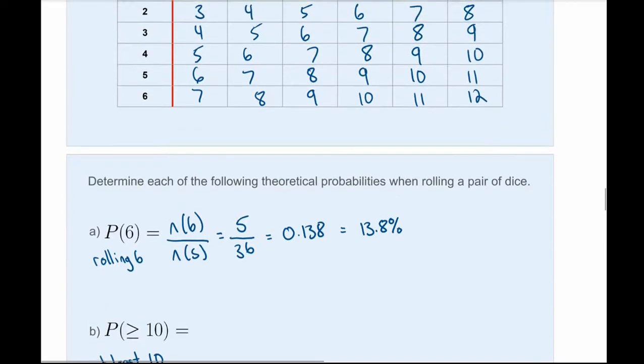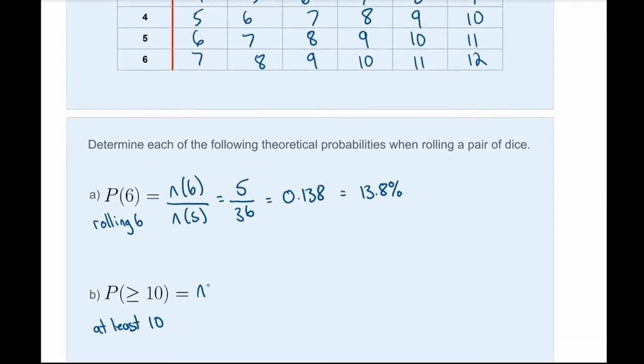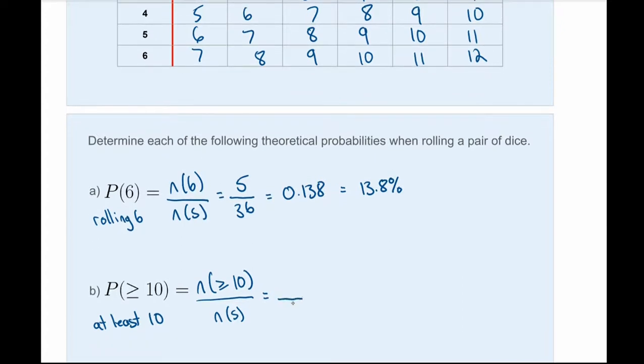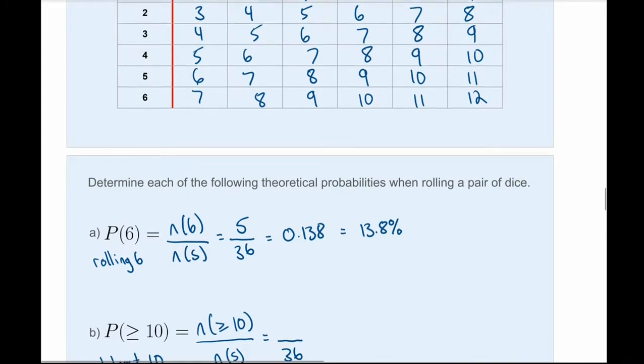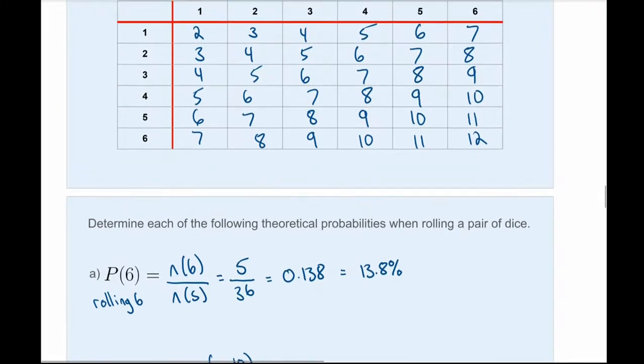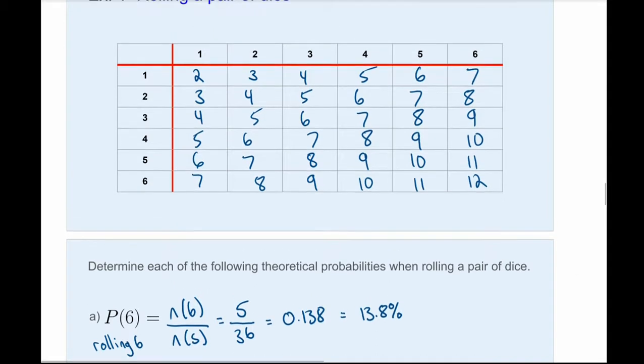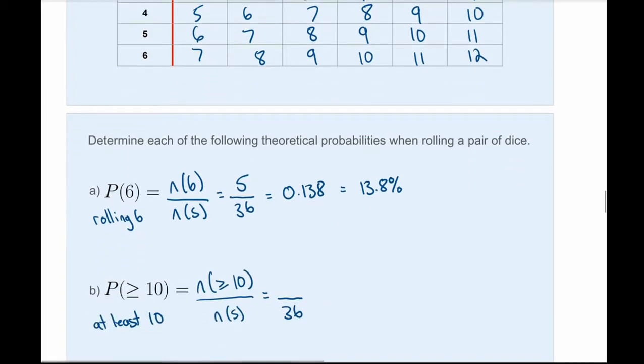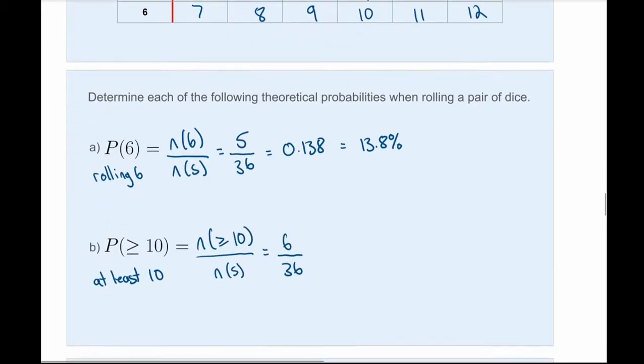So if I go back up to my chart, I'm looking for the number of times that it's at least 10 or greater over the total number of possible outcomes, which we know is going to stay the same as the last one. It's still going to be 36. That doesn't change because the number of outcomes doesn't change theoretically. And now all we need to do is figure out how many outcomes are 10 or greater. If I look through my chart, I see 1, 2, 3, 4, 5, 6. So I only see 6 outcomes that are 10 or greater.